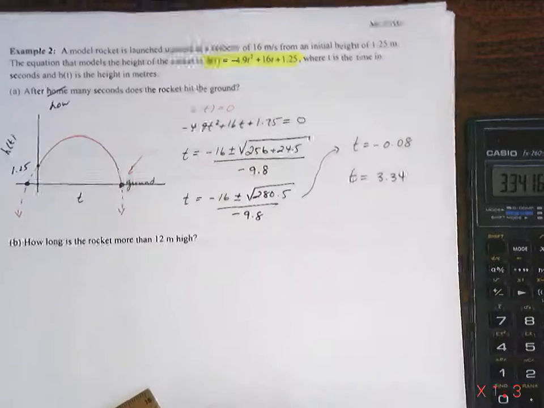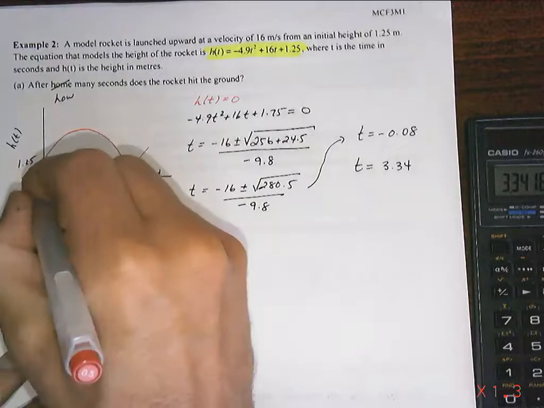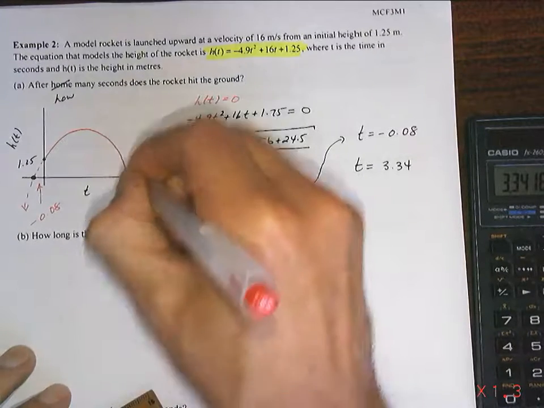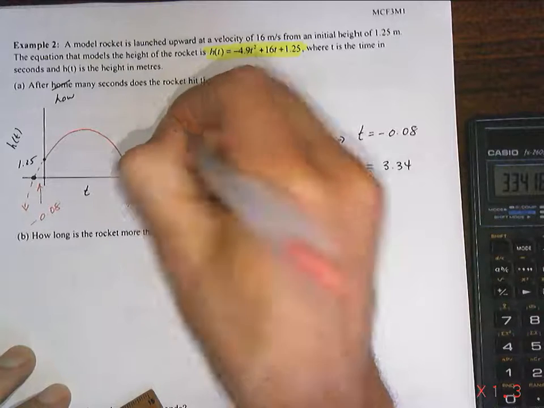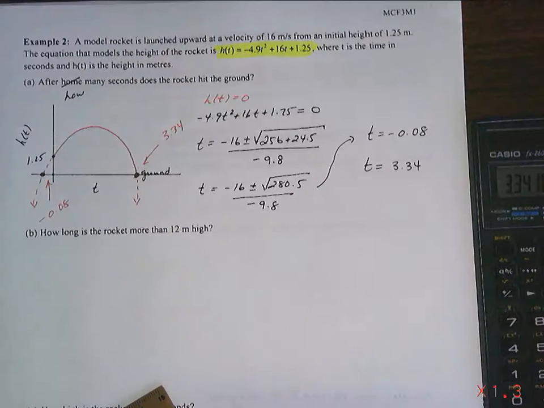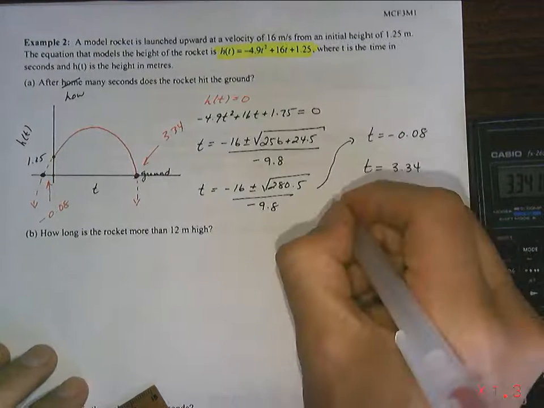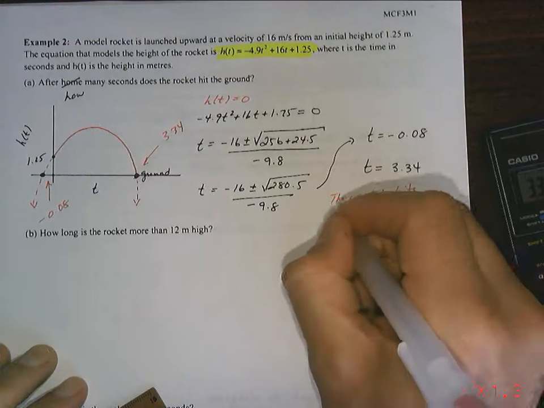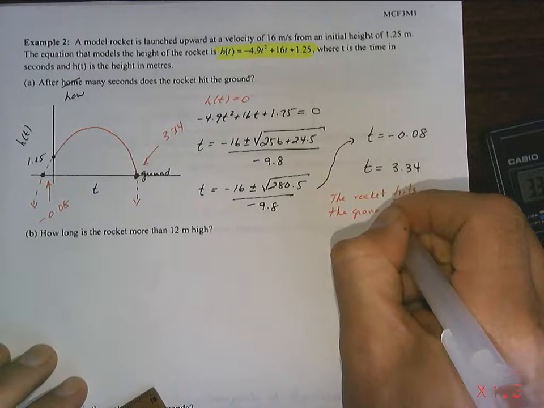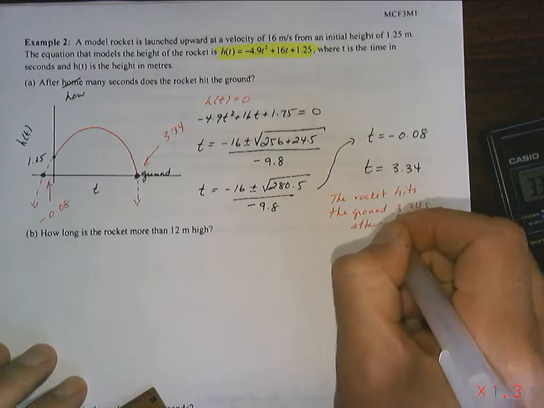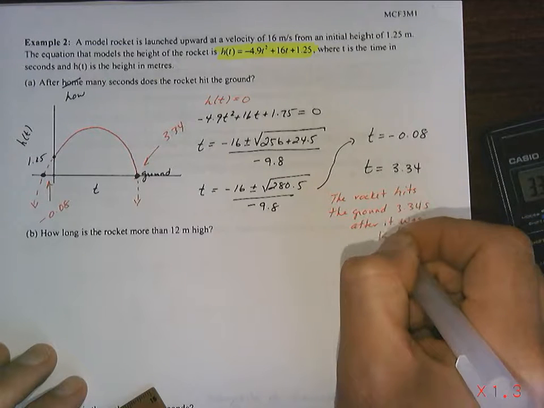So we have two answers here. One of them is here, which is the negative 0.08, which we don't really care about. And the other one is here, which is 3.34. So the rocket hits the ground 3.34 seconds after it was launched. I think that makes sense.